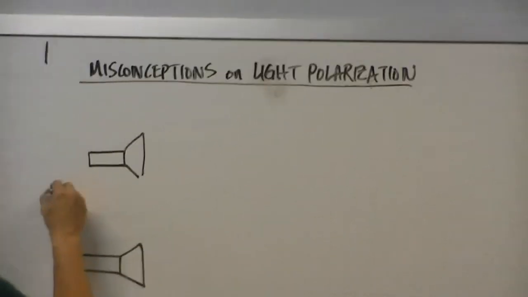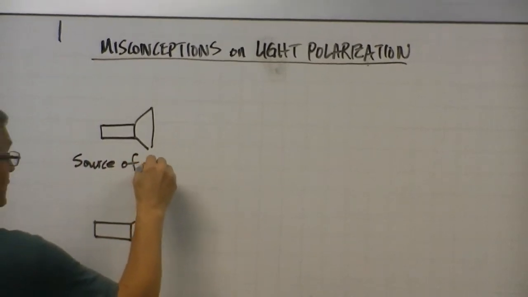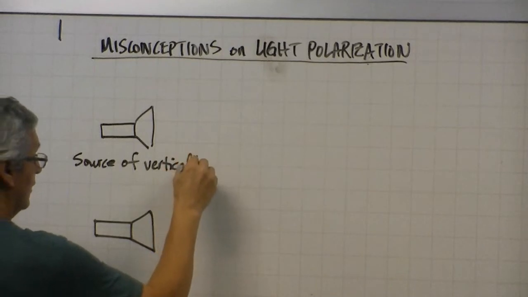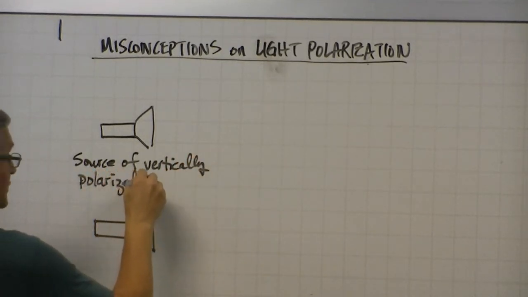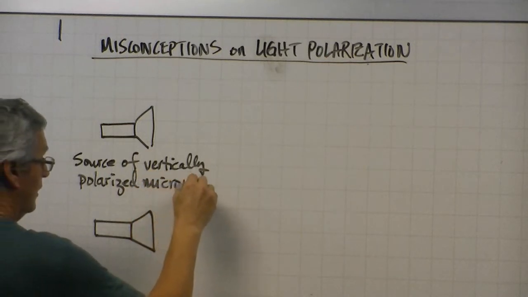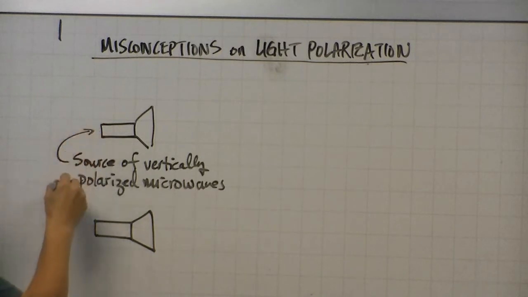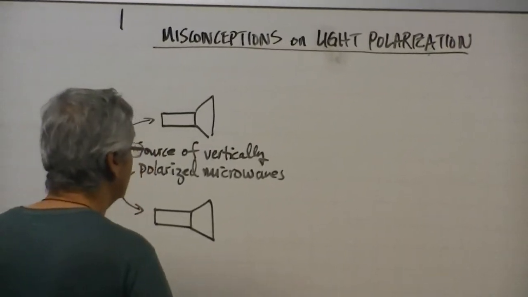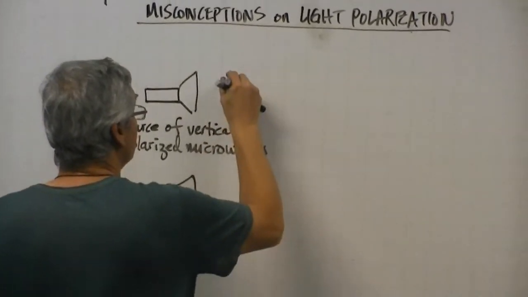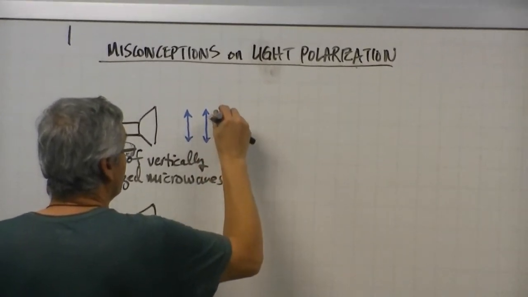This is going to be a source of vertically polarized microwaves. So this guy right here and this guy right here are producing vertically polarized light. So when I look at this light, I'm seeing these polarized waves that are coming out vertically.